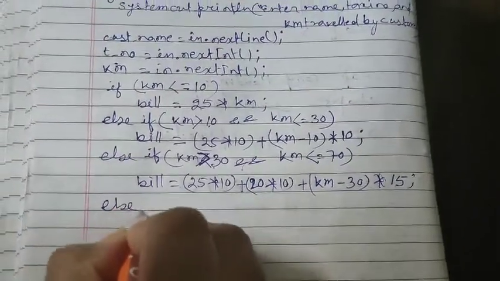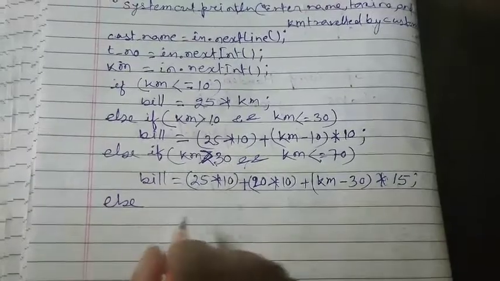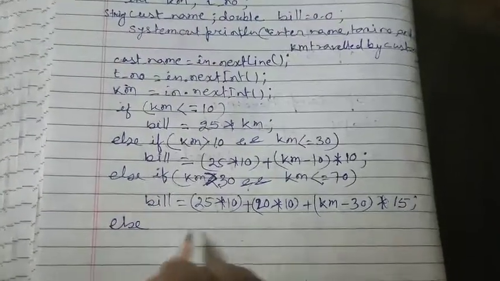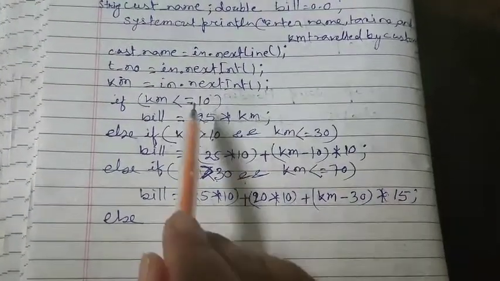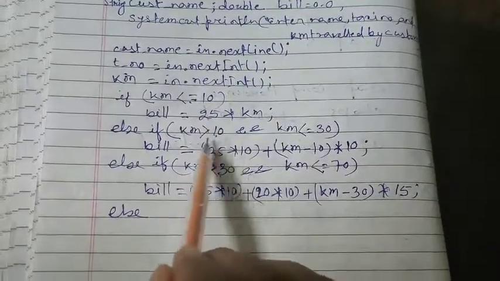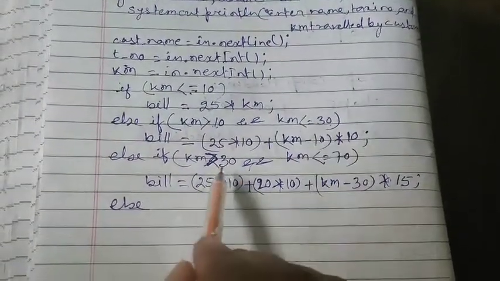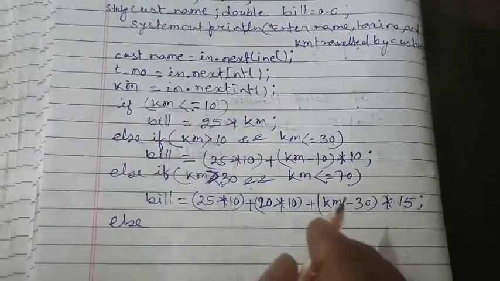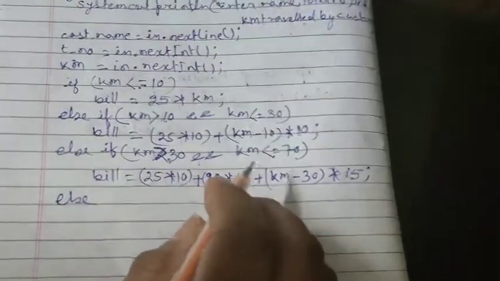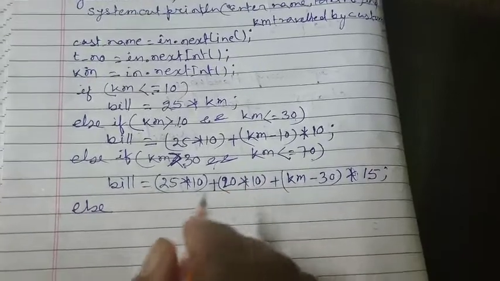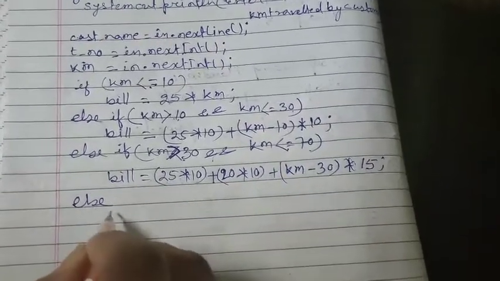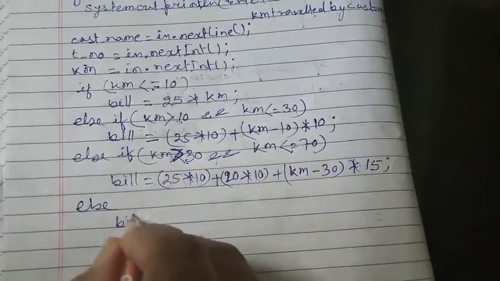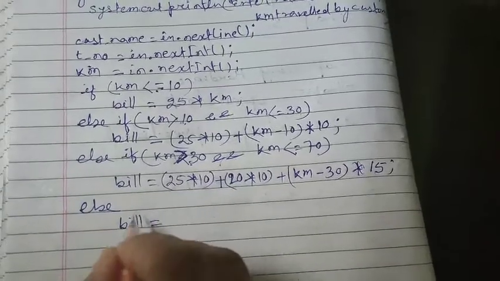And then again I will go for the else part. I am not going to write any conditions here, because if it is not less than 10, if it is not 10 to 30, if it is not 30 to 70, then of course it is greater than 70. So the last condition is greater than 70. I am not going to write it. I will write the bill calculation in the else part.